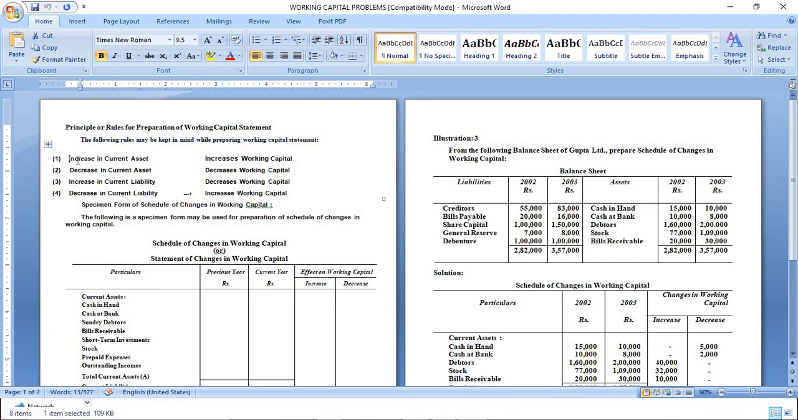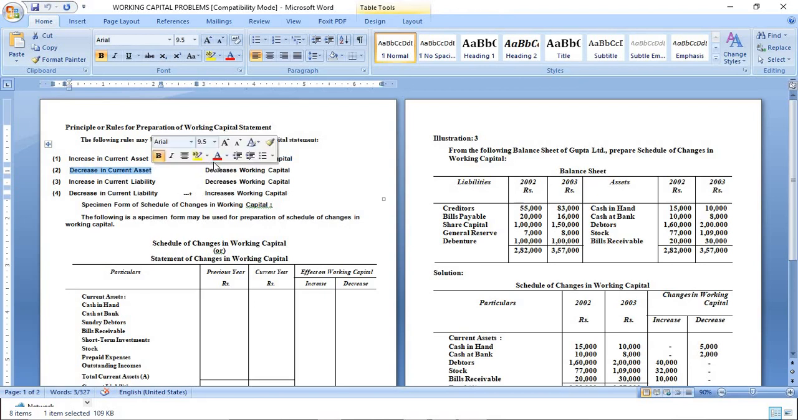The first rule is that when you find an increase in current assets, it will automatically be an increase in working capital. When you find a decrease in current assets, it automatically comes under decrease in working capital. When you find an increase in current liability in your solution, you should mention a decrease in working capital. When you find a decrease in current liability, you automatically have to mention an increase in working capital.